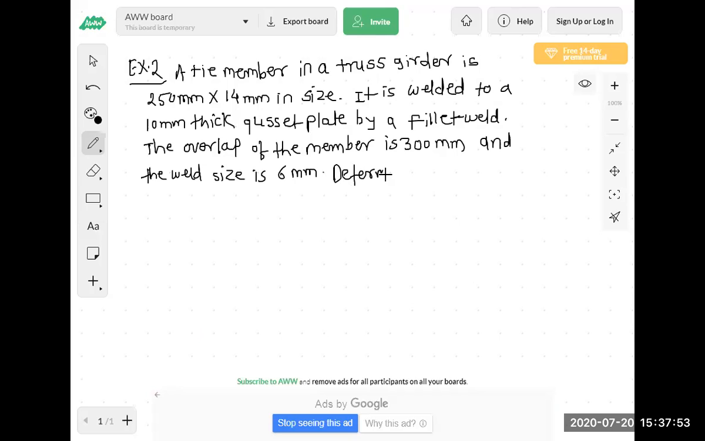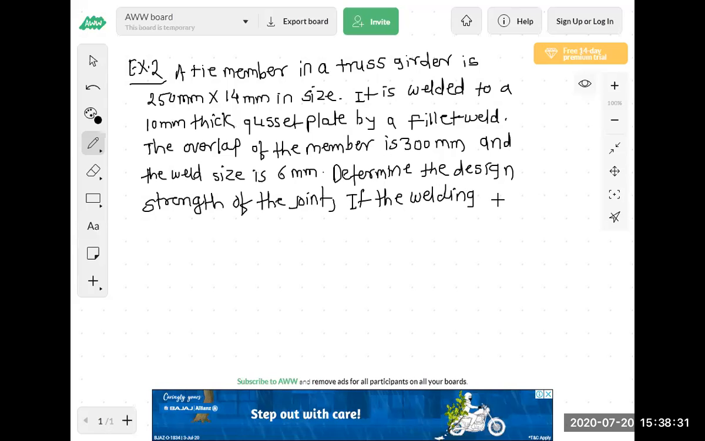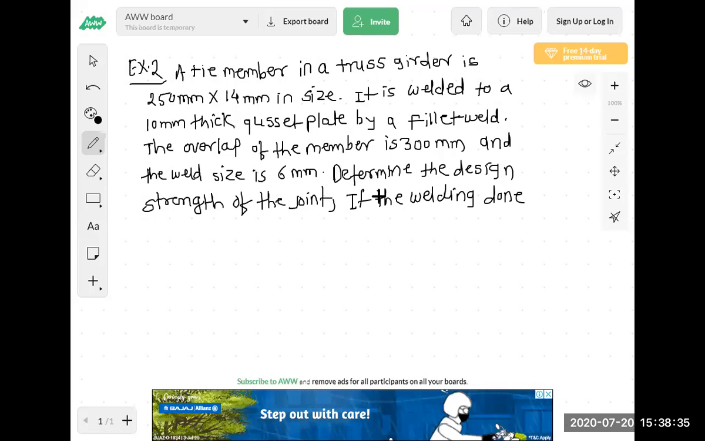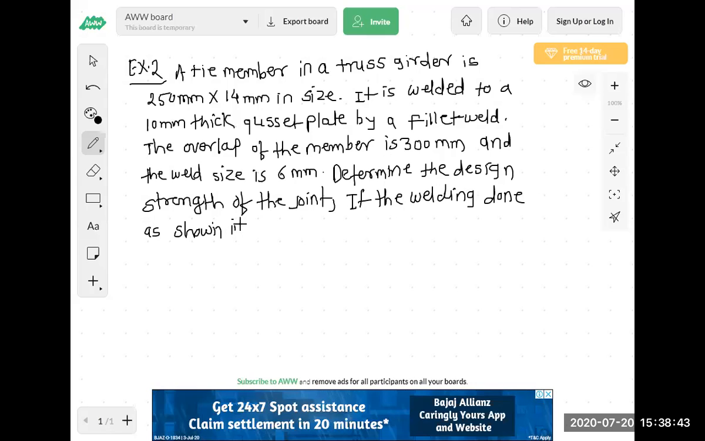Determine the design strength of the joint, if the welding is done as shown in figure.